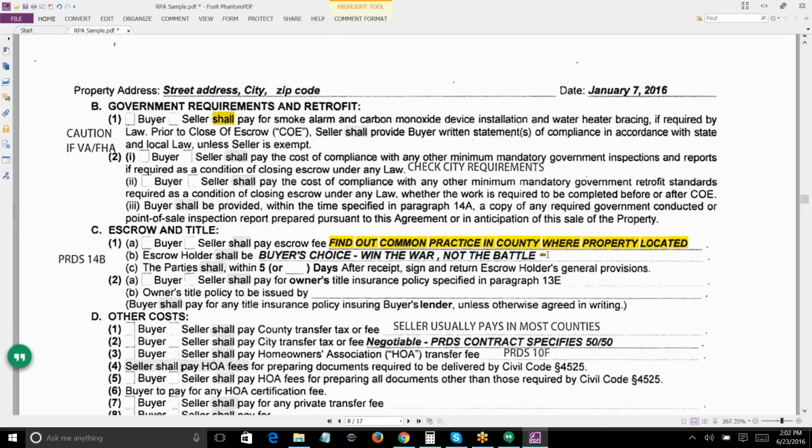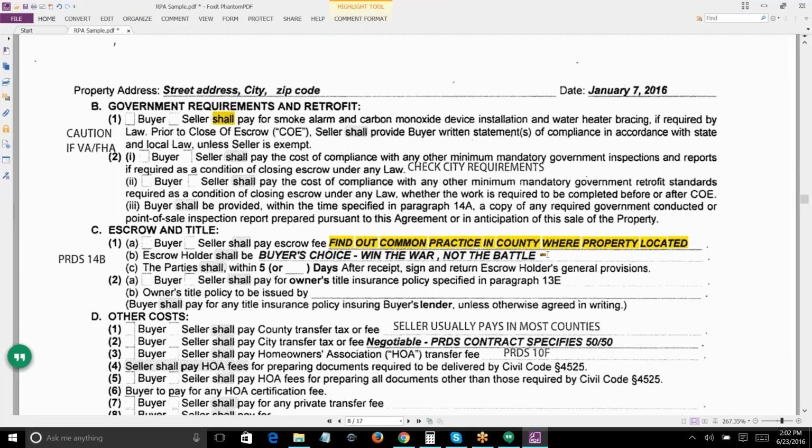Buyer's choice, win the war, not the battle. So, by the way, what you ought to do if you want your offer accepted is to say who pays for what that's customary in that county. So Santa Clara County is a seller pay county. Alameda and San Mateo is a buyer pay county. Now, sometimes it's logical to think that if the buyer pays, the buyer gets to pick.